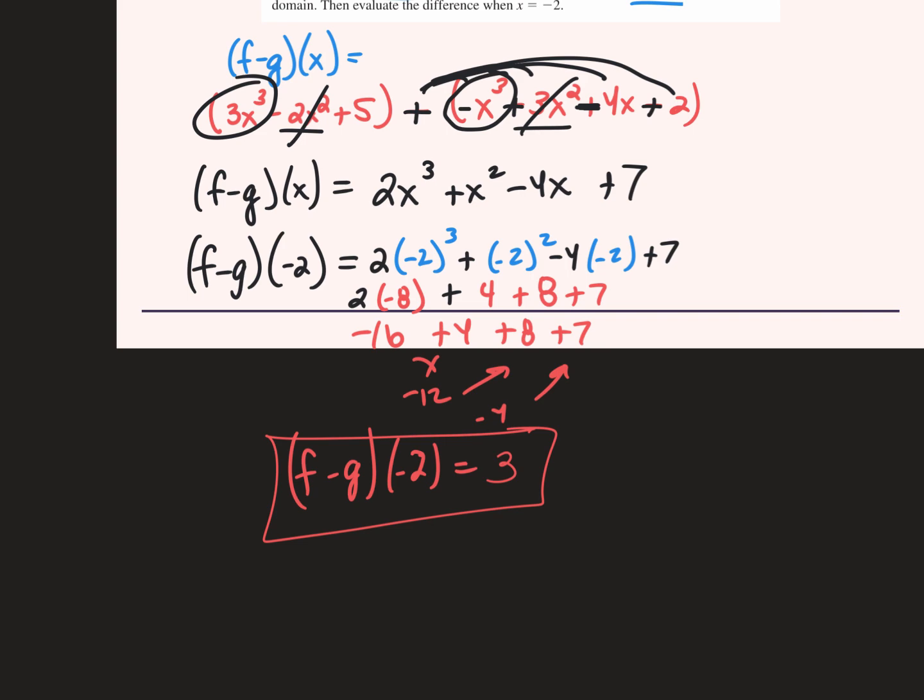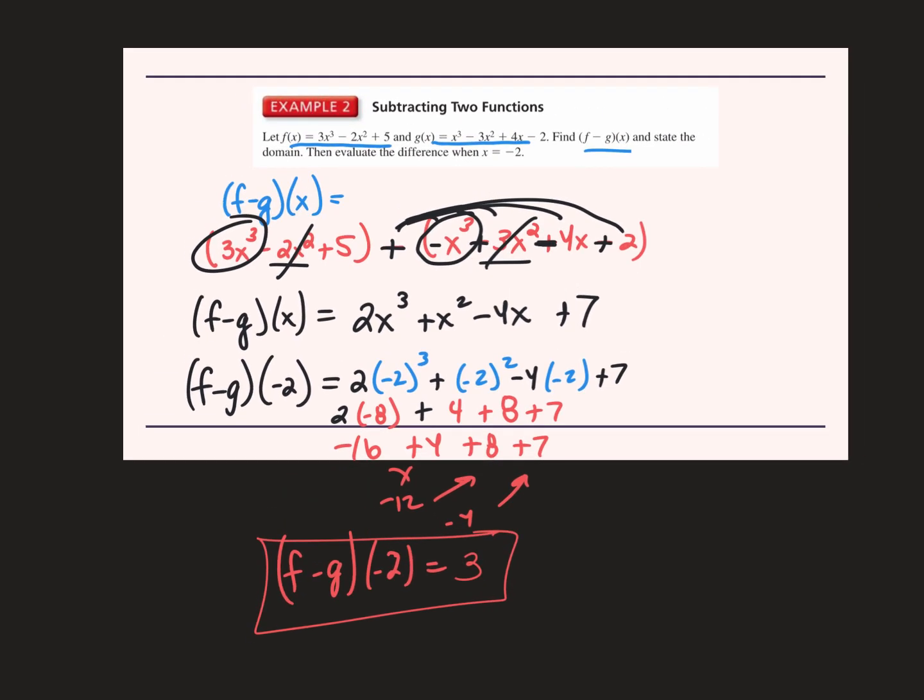All right. It said to state the domain. Do I have any domain restrictions? Do I have any numbers I'm not allowed to use? Can I plug in any negative number I want and still get out an answer? Yes. Can I plug in any positive number I want and still get an answer? Yes. So no domain. Let's look at the next one.